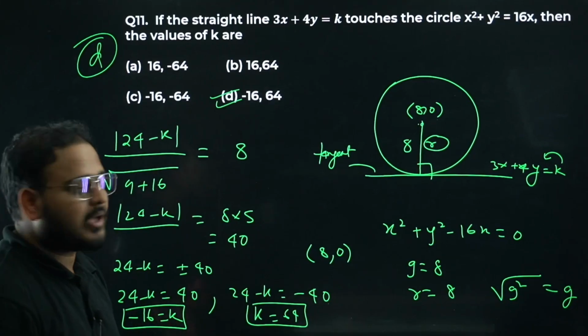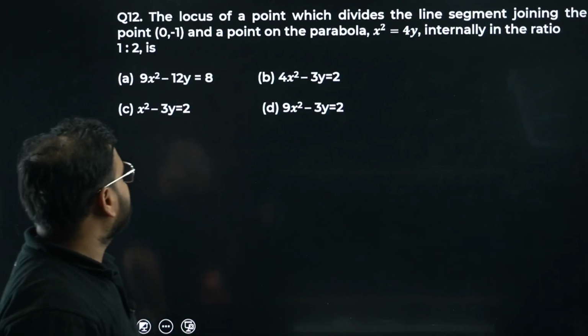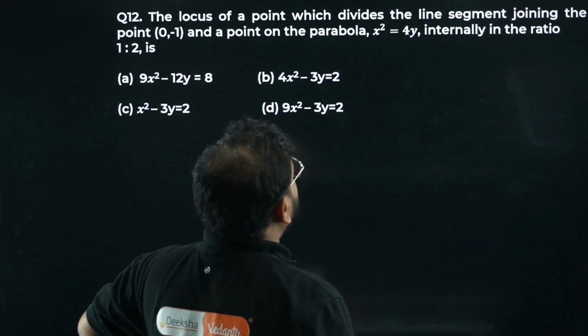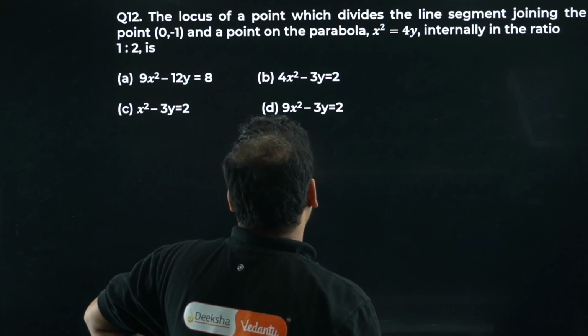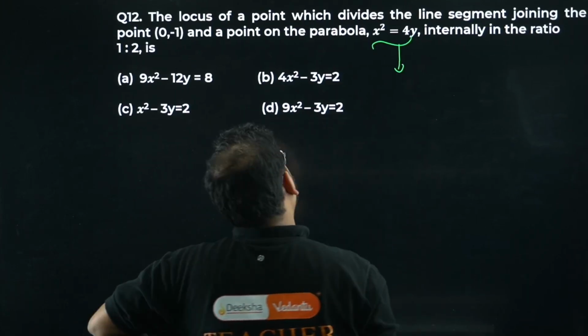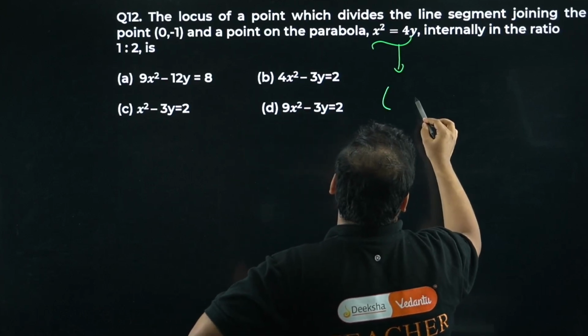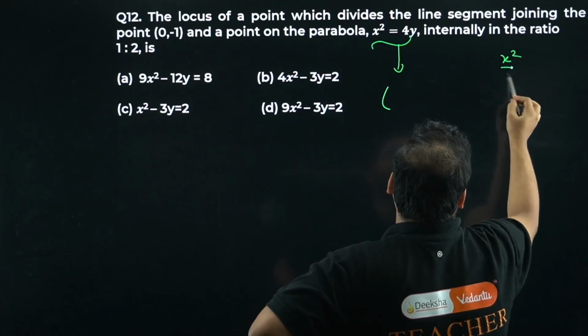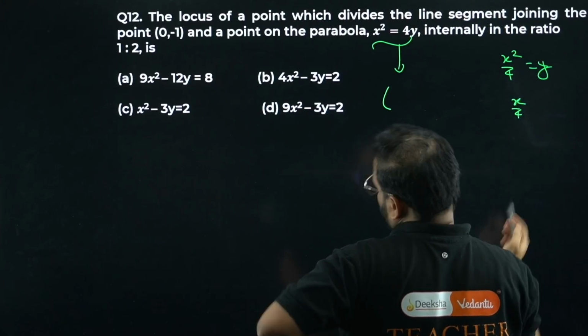Done. Okay. Next question. This is a good question. 12th one. The locus of a point which divides the line segment joining the given point and any point on the parabola. Please remember, any point on the parabola. I have x square by 4 equals y, right?